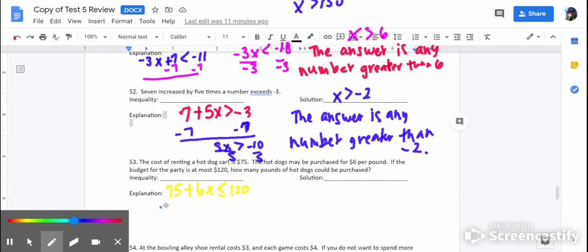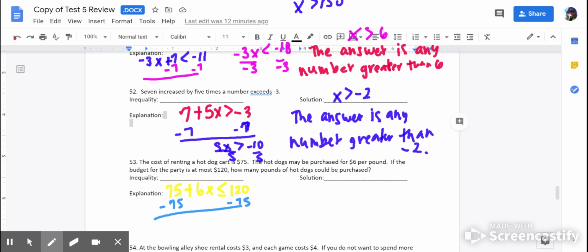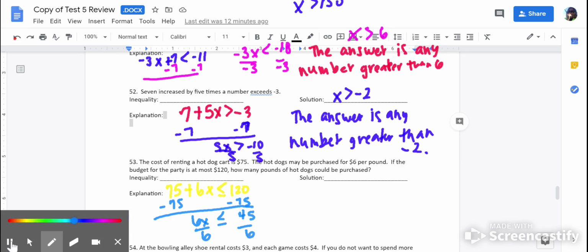Then we just want to solve this. So I'm going to subtract 75 from each side. If I do this, 120 minus 75, I get 45. So 6x is less than or equal to 45. We divide by 6, and I'll get my answer to be x is less than or equal to 7.5.